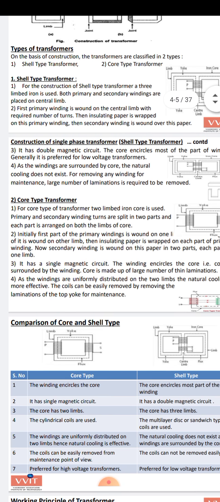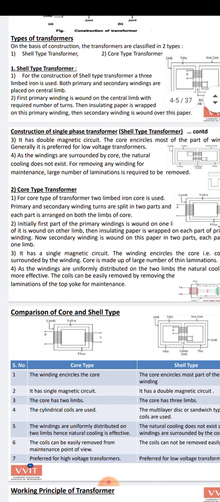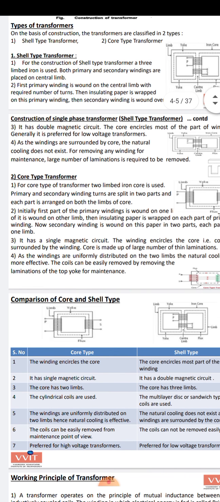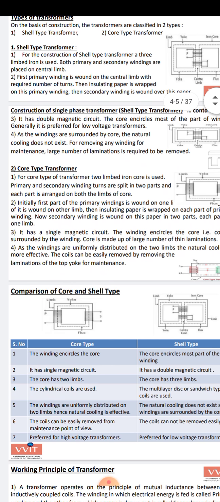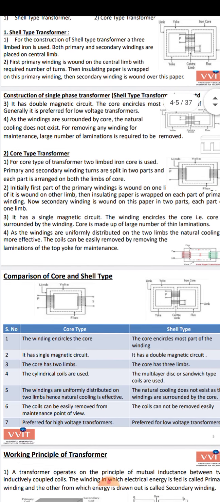It has a double magnetic circuit. The core encircles most of the part of the winding. Generally it is preferred for low voltage transformers. As the windings are surrounded by the core, the natural cooling does not exist. For removing any winding for maintenance, a large number of laminations are required to be removed.